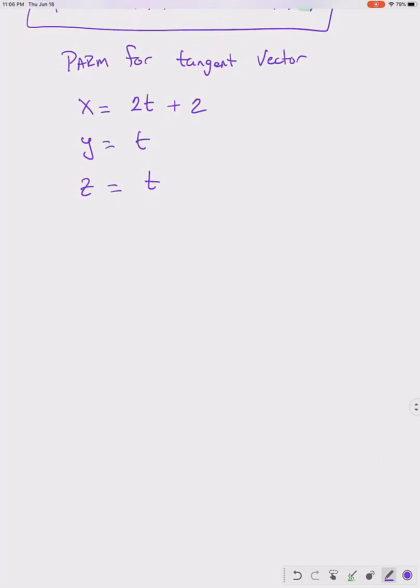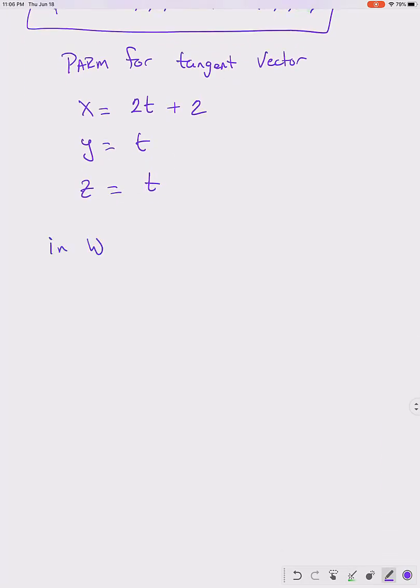Now, one thing that does happen in WebAssign, it can be a pain because they actually want you to write your answer like this: 2t plus 2, comma t, comma t, and don't put any vector symbols or anything like that. It just goes in that way. Okay, I hope this helps.